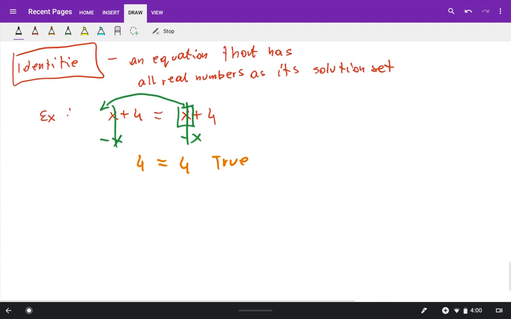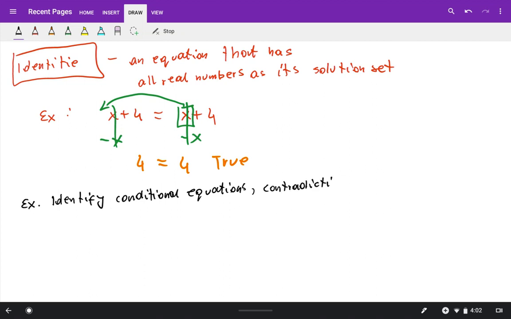So this is our last example. We're going to identify conditional equations, contradictions, and identities.